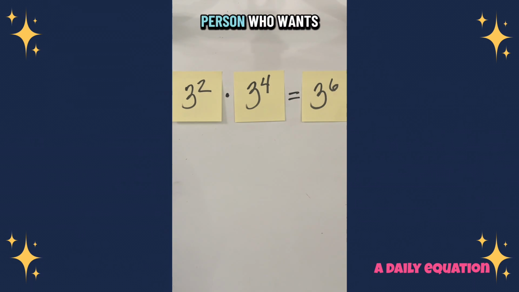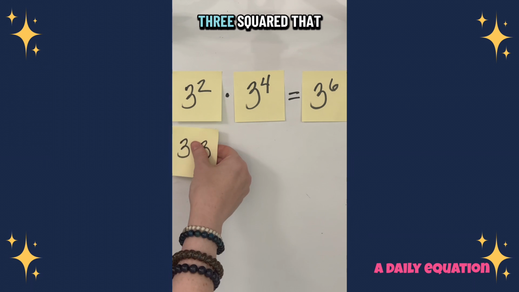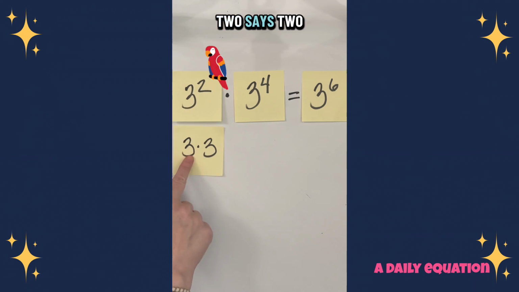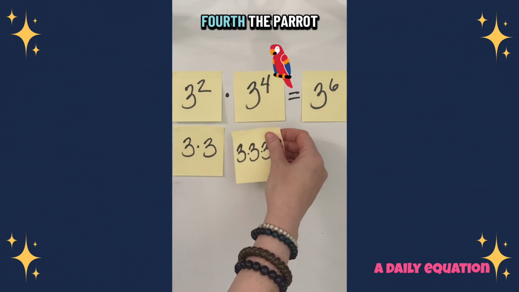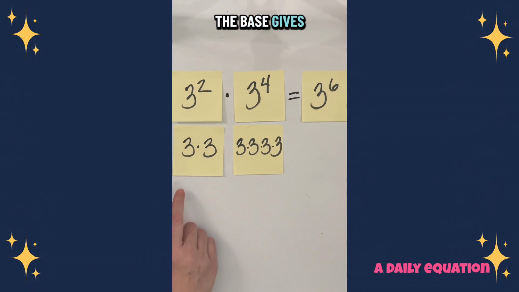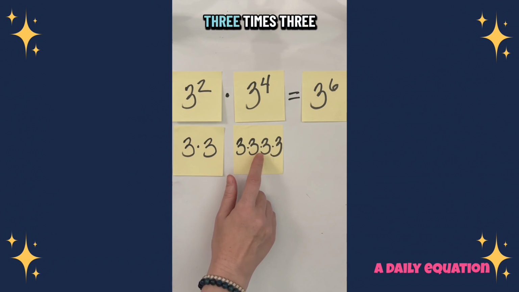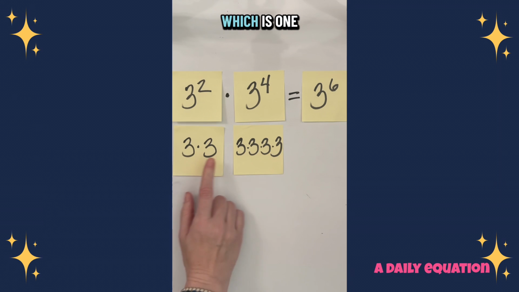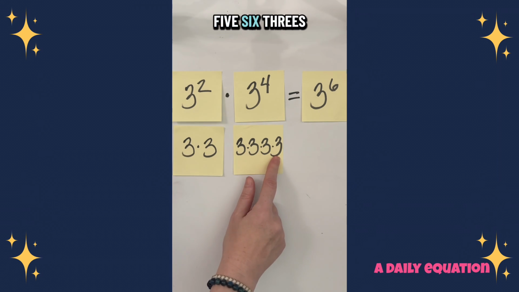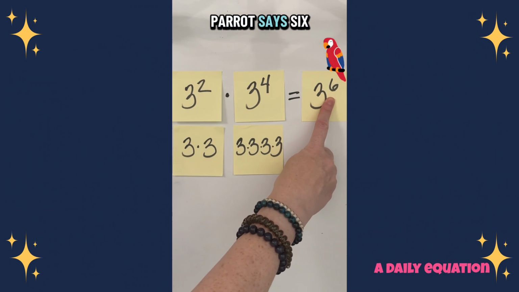But if you're the type of person who wants to know why, 3 squared, that parrot 2 says 2 to the base. 3 to the 4th, the parrot 4 says 4 to the base, gives us 3 times 3 times 3 times 3 times 3 times 3, which is 1, 2, 3, 4, 5, 6 threes. Parrot says 6.